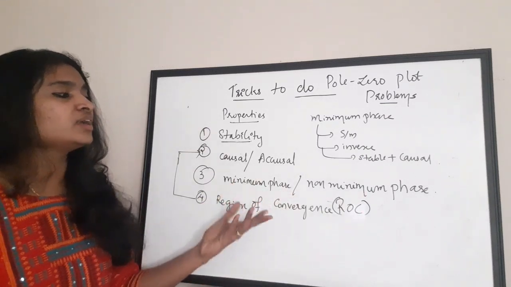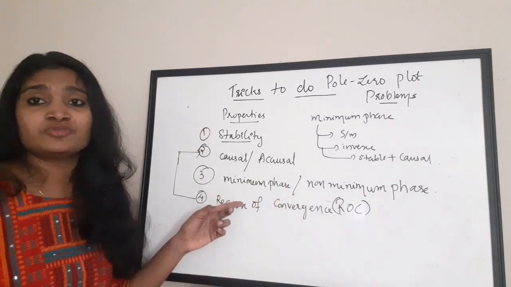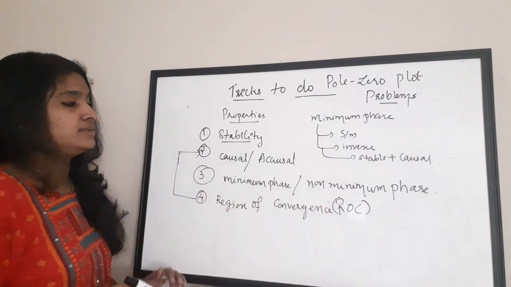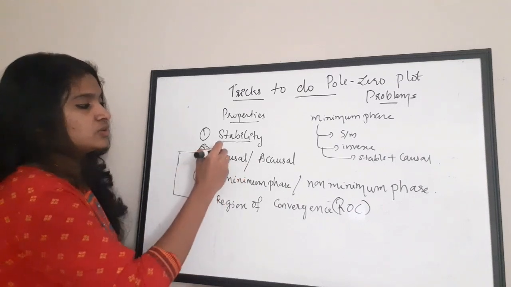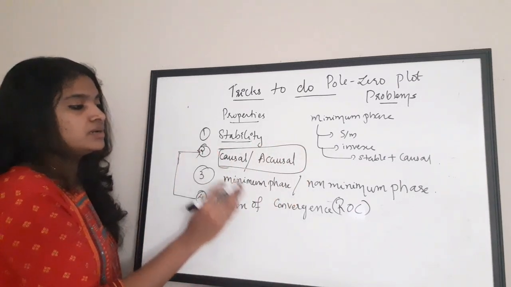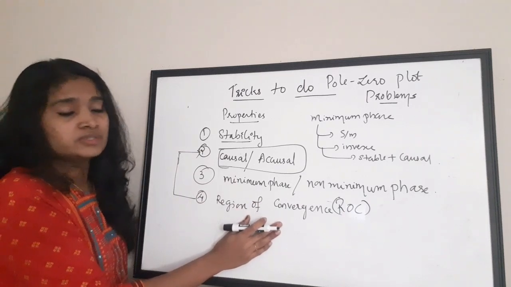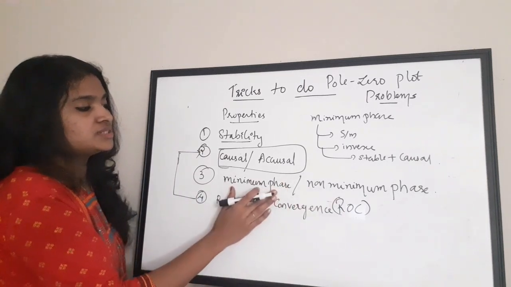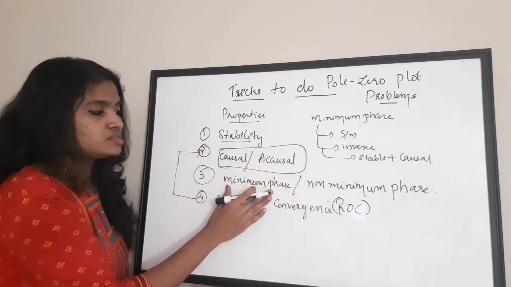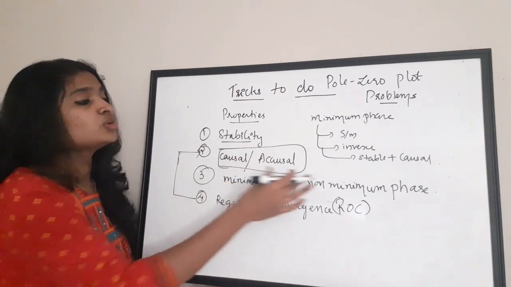Now, how to find whether the system is minimum phase or non-minimum phase? Let us see. We have not talked about finding causality and acausality; we'll see about it later while discussing the region of convergence. Now we are going to see how to figure out from the pole zero plot whether your given system is minimum phase or non-minimum phase.